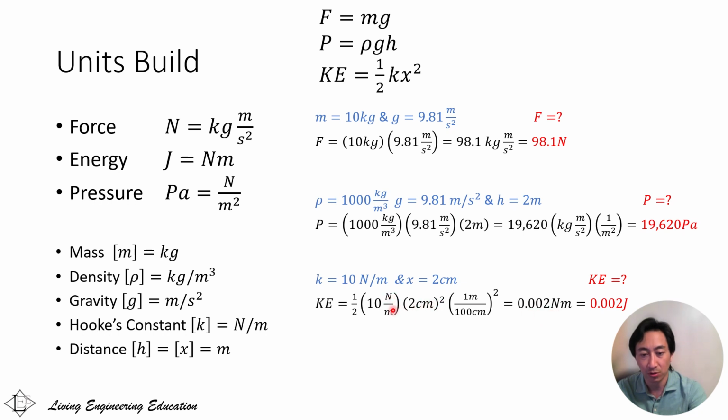Newton from here. And then we have 1 left over. So this will give us a meter squared. One of them will cancel with this one. The other one will multiply by the meter. Newton meter is a joule. So our final answer is 0.002 joules.